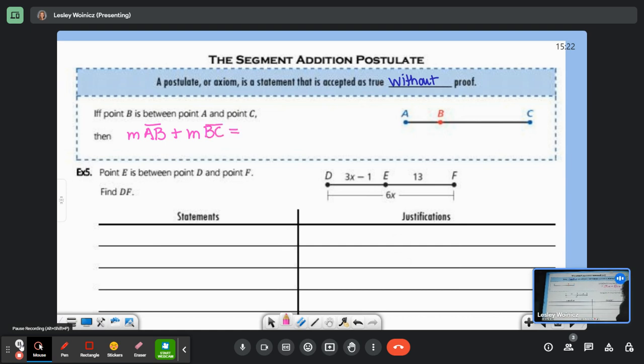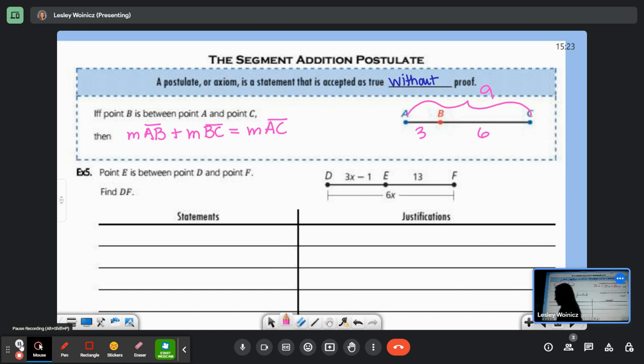equals, anyone have a guess? Like if this is 3 and this is 6, what is the whole thing? 9. Yeah, it's the measure of segment AC. So this whole thing should be 9. Well, duh, right?